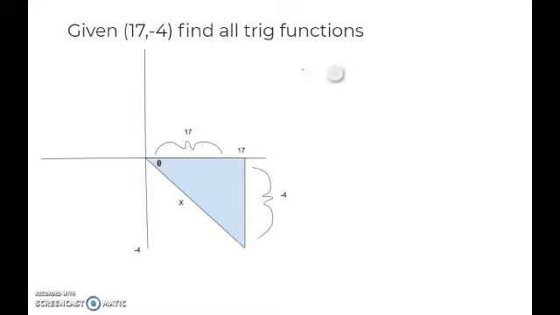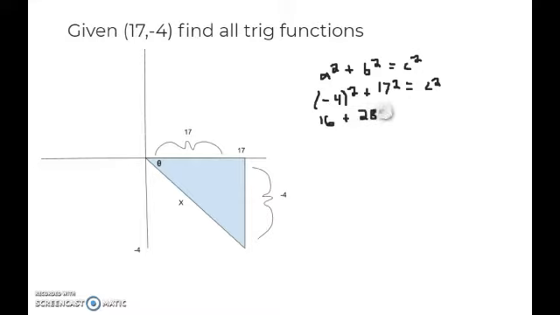To do this, you'd use the Pythagorean theorem: a squared plus b squared equals c squared. So in this case, it would be -4 squared plus 17 squared equals c squared. And -4 squared would be -4 times -4, which would be positive 16. And then 17 squared would equal 289. When you add that together, that gives you 305. So 305 equals c squared. Then you square root that to get rid of the squared. So x equals the square root of 305.